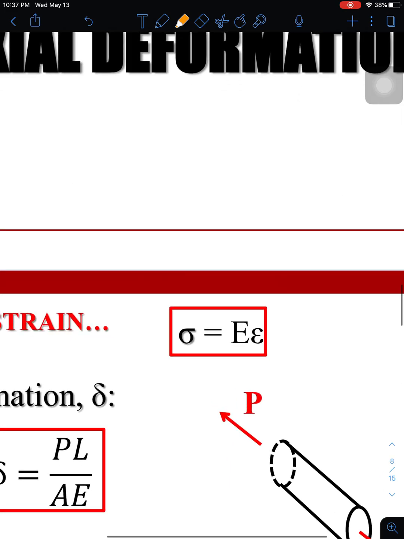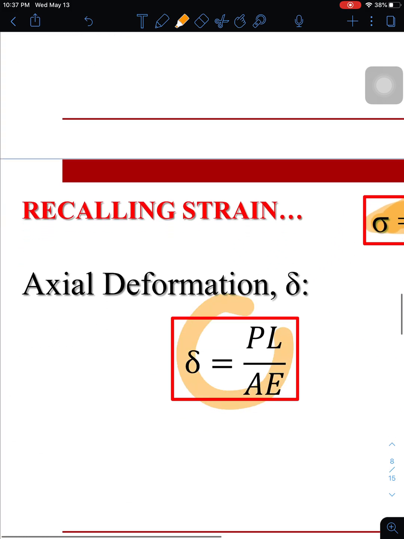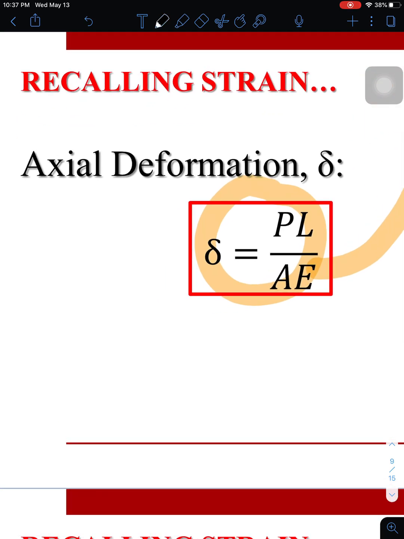So remember this one from Hooke's law, that stress is equal to the modulus of elasticity times the strain. So how do we get this formula here? It's basically from this one. So we will derive something like this. Stress is equal to modulus of elasticity times strain. Then stress is P over A, as we all know, and then equal to E times the strain, which is the deformation per unit length.